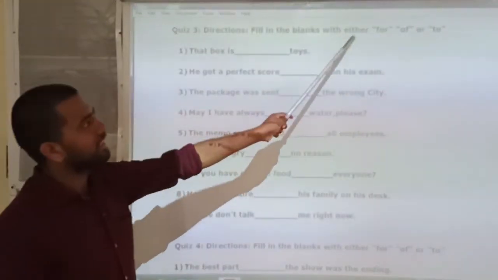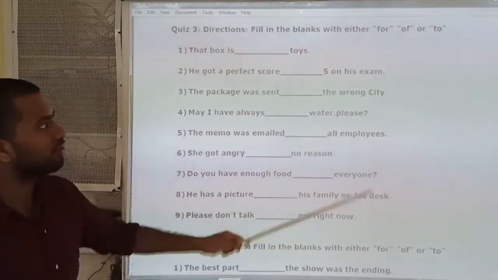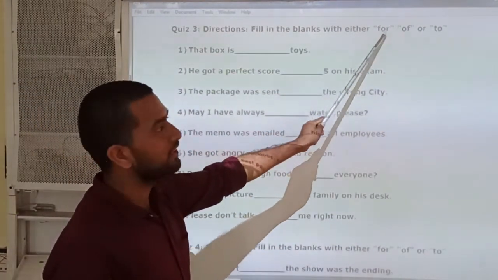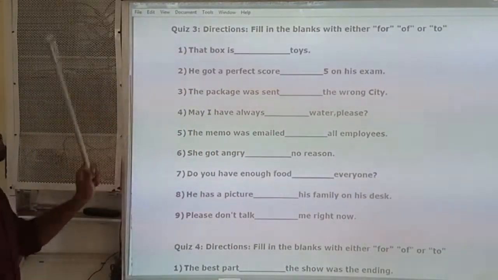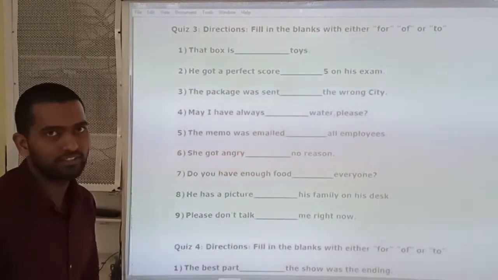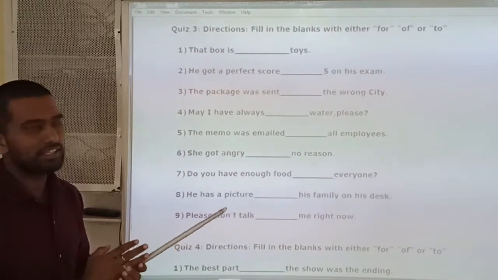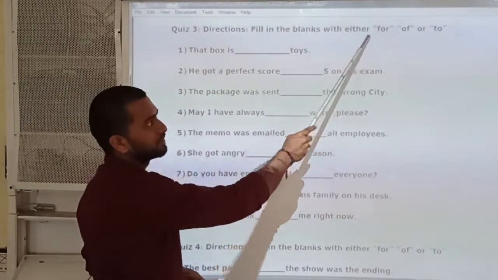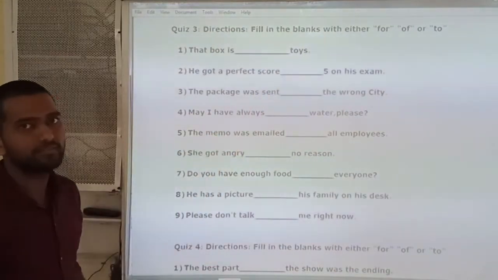Fill in the blanks with either for, of, or to. So there are different prepositions given: for, of, or to. First one, that box is dash toys. So when there is a purpose or any use, we use the preposition for. Okay? That box is for toys.